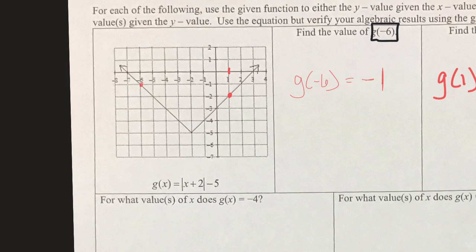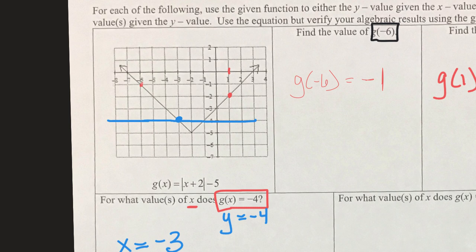For what values of x does g of x equal negative 4? So remember, we're going to draw in our horizontal line that is represented here. Remember, g of x is y, so we draw a line through negative 4. And it looks like the x values where it crosses are x equals negative 3 and x equals negative 1. Those are the two x values where your y value is negative 4.